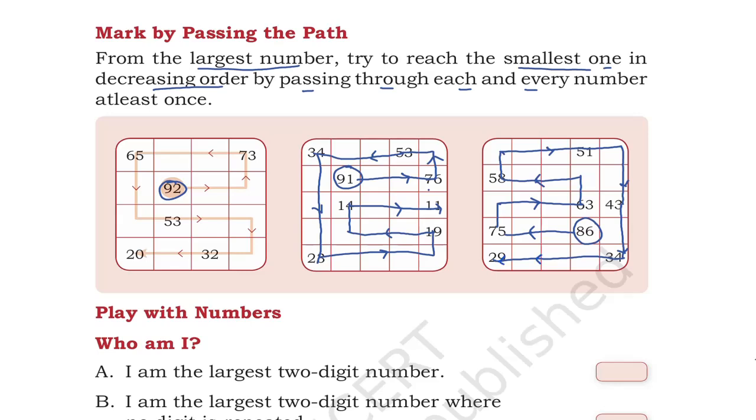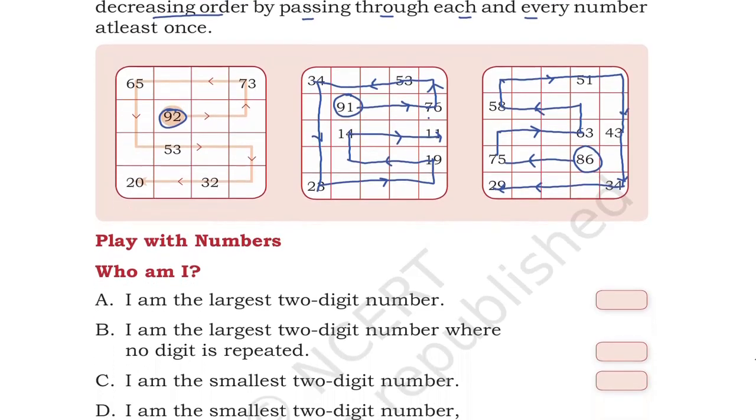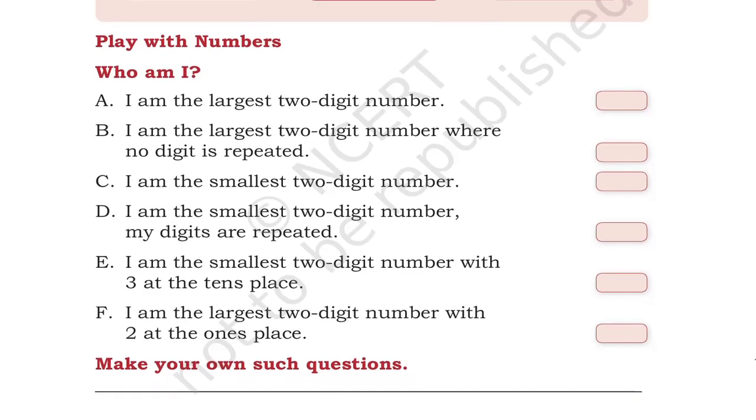Okay, now play with numbers. Yay, we love playing. Who am I? I am the largest two-digit number. We did this above as well, and it is a recap of the previous question. The largest two-digit number is 99 because after 99 will come 100 if we add 1 to 99, and that makes it a three-digit number.